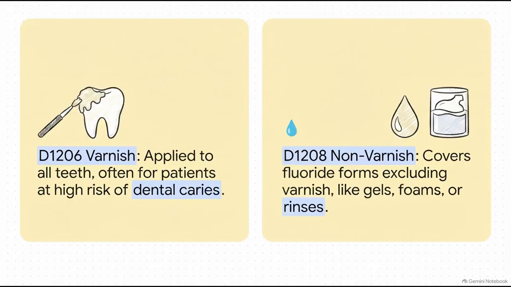You need to separate these services in your mind into 2 very distinct buckets. D1206 is your varnish code. Use it exclusively for topical application of fluoride varnish, which is typically painted onto all teeth for patients at moderate to high risk of caries. On the flip side, D1208 covers, well, everything else. Use it for non-varnish modalities like prescription gels, foams, or clinical rinses. Never mix these up. Varnish is always 1206 and everything else is 1208.